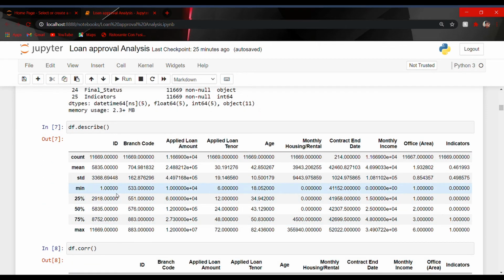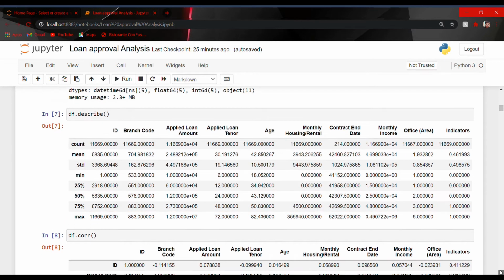Then using df.describe, I've got the statistical analysis of my data set. That means how many rows there are, what the mean value of that particular column is, the minimum value, the 25% of the total value, 50%, 75%, and the maximum value in the data set.